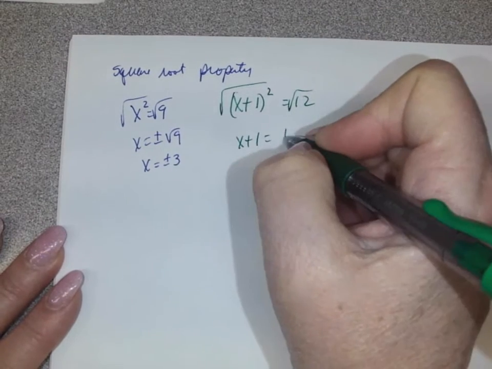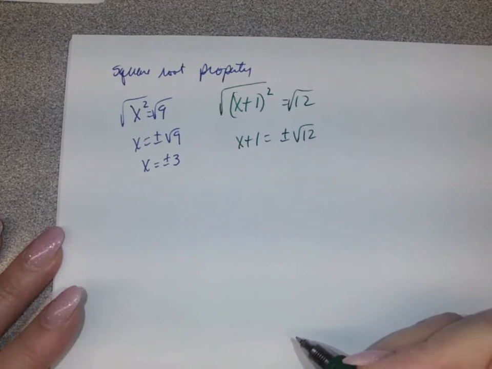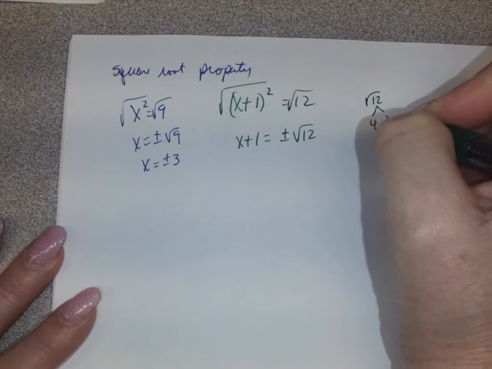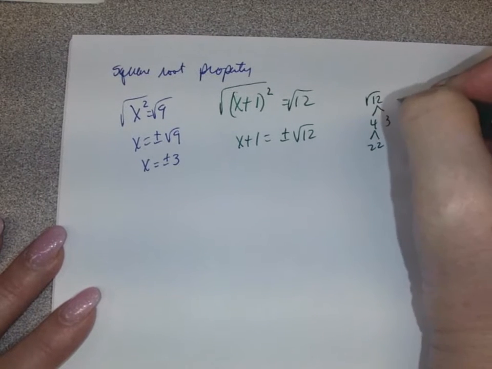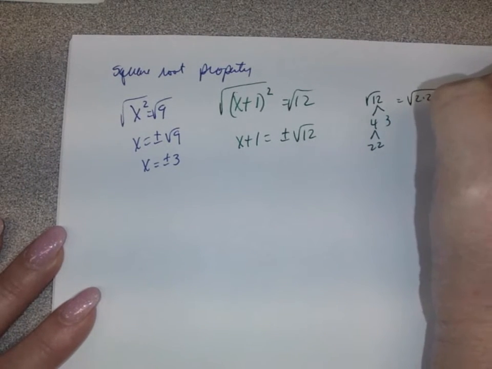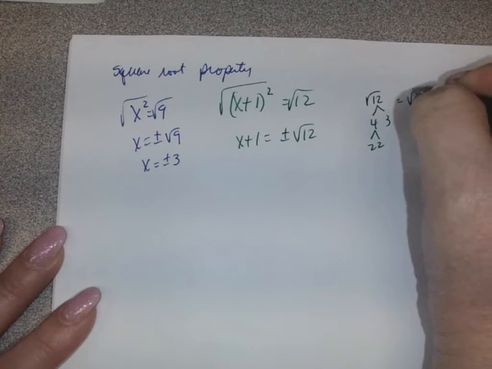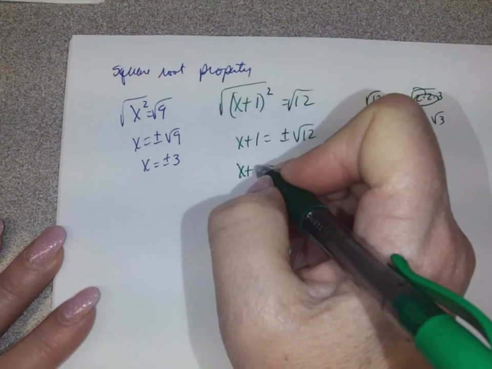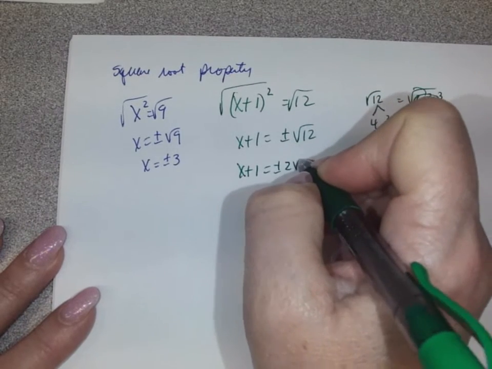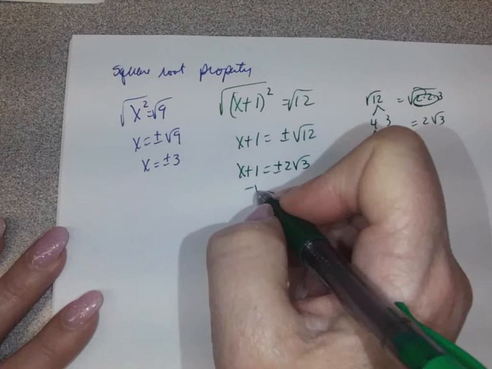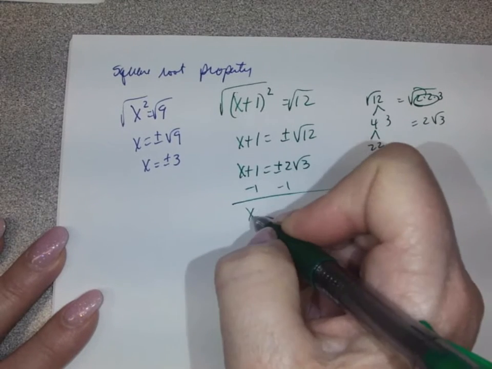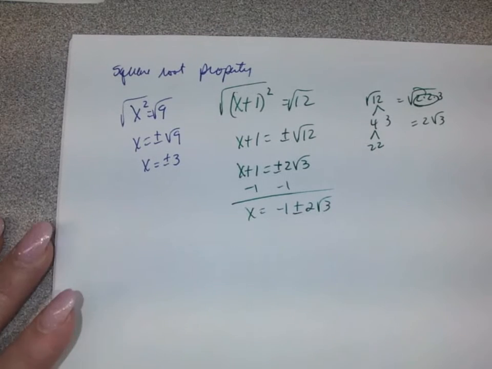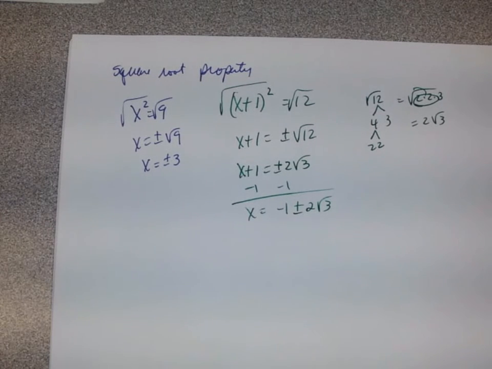So the square root of 12 is 4 times 3, which is 2 times 2 times 3. Looking for a group of 2 because it's the square root, we get 2 square roots of 3. So now I have x plus 1 equals plus or minus 2 square roots of 3. Subtract my 1 over, and I get x equals negative 1 plus or minus 2 square roots of 3. So that's using our ability to use our square root.